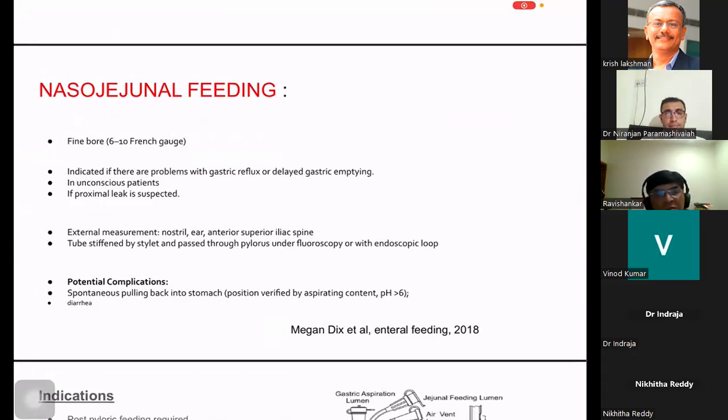Nasojejunal feeding. In this, the tube generally has a very fine bore, around 6 to 10 French gauge. Basically, these are indicated in patients with severe gastric reflux or unconscious patients, in delayed gastric emptying conditions, and also in patients with a proximal leak.